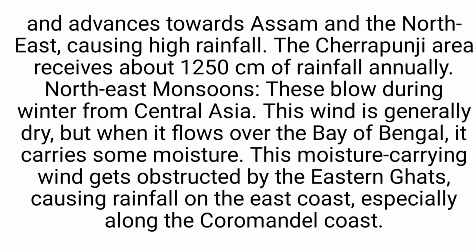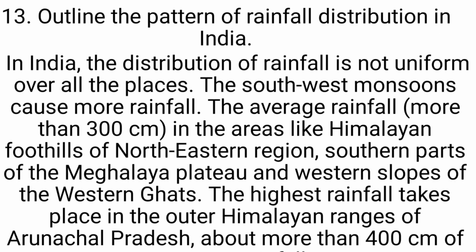Northeast monsoon. These blow during winter from Central Asia. This wind is generally dry, but when it flows over the Bay of Bengal, it carries some moisture. The moisture-carrying wind gets obstructed by the Eastern Ghat, causing rainfall on the east coast, especially along the Coromandel coast.